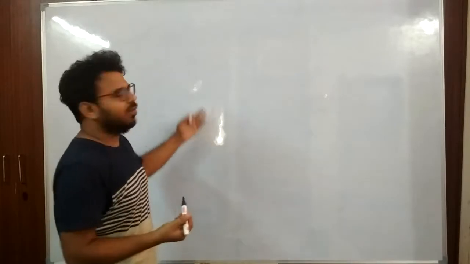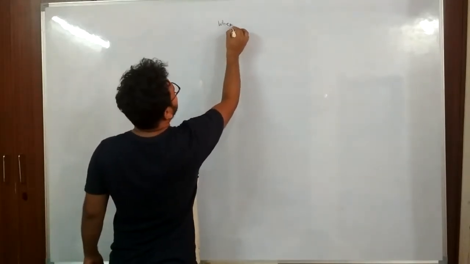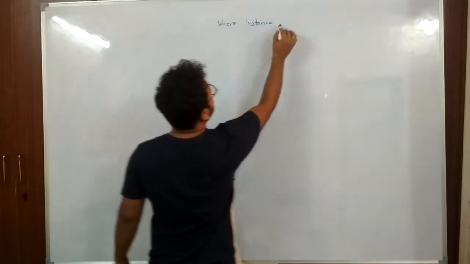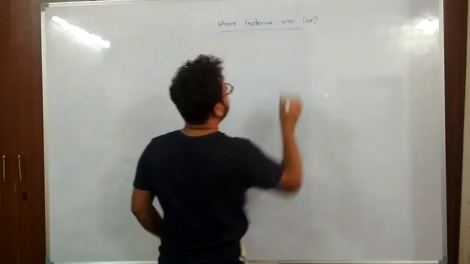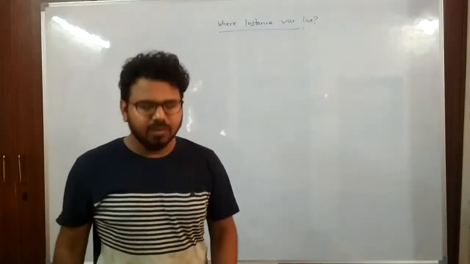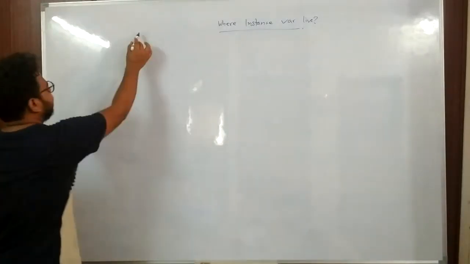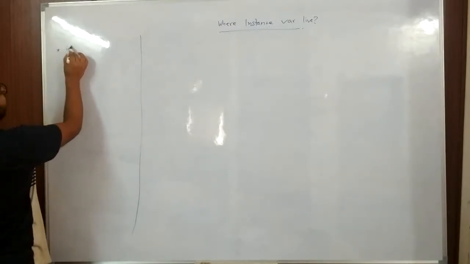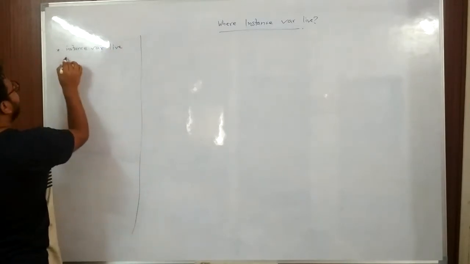So we are going to see where instance variables live. Instance variables live within the object in the heap area. So here let me write: instance variables live inside heap.